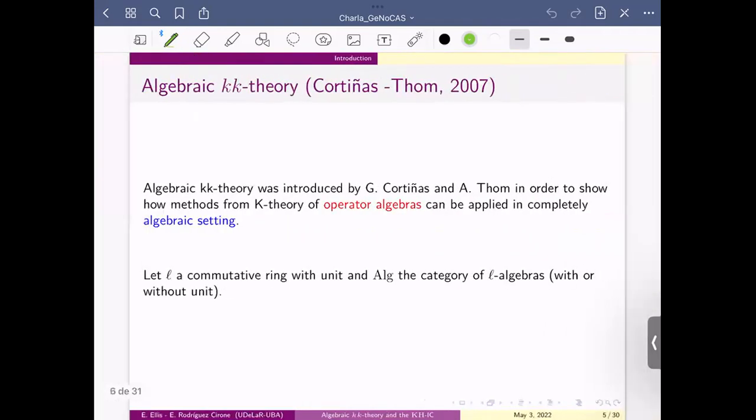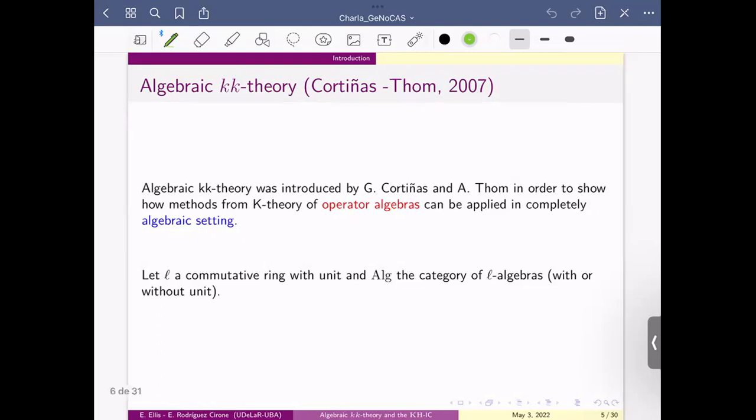Algebraic KK theory was introduced by Guillermo Cortiñas and Andrés Thom in order to show how methods from K theory of operator algebras can be applied in a completely algebraic setting. In this talk, L is a commutative ring, and Alg is the category of algebras over L.